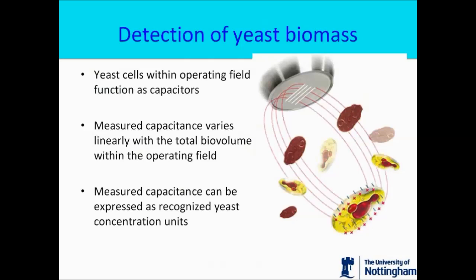So the yeast cells within the operating field function as capacitors, and that is something that you can actually measure, and it is a direct function of the total biovolume within the operating field of the instrument. And you can convert that then to recognized yeast concentration units that we would normally know in terms of brewing. So viable spun solids or viable cell counts per unit volume or mass.